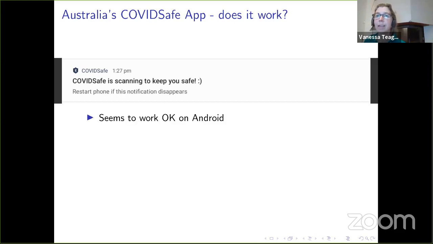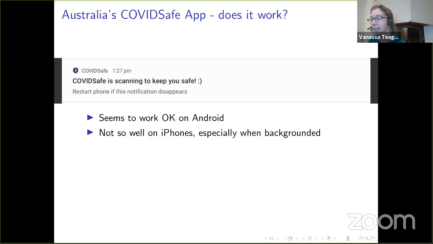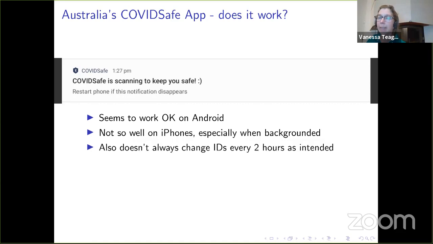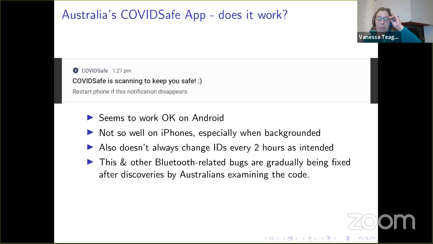So there's a fair bit of not entirely honest marketing associated with this app, and there's a couple of other examples too. It seems to work okay on Android. However, like Trace Together, it runs up against Apple's protection of privacy by not really working very well on iPhones, especially when it's in the background. The Australian app seems to work even less well than it ought to. I'm not quite sure why. It also is supposed to change its random pings every 2 hours, but in practice it doesn't. There's a growing community of Australians who have been examining the code, finding a bunch of Bluetooth and other bugs, promptly reporting them to the government and gradually getting them fixed. The Singaporean government seems in practice to be responding more quickly to Australian geeks than the Australian government, but I believe today's release actually has, for the first time, some actual bug fixes, so that's exciting.